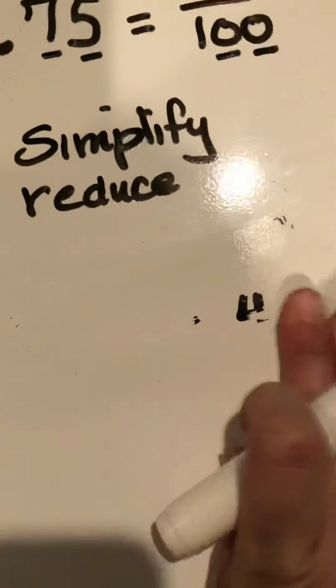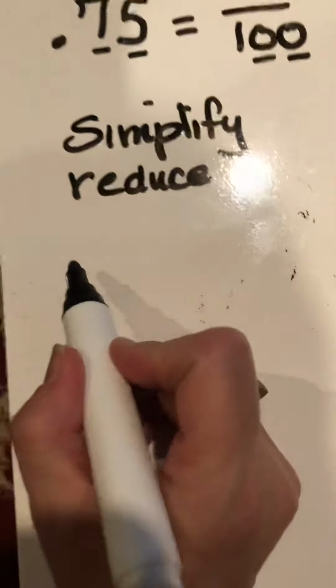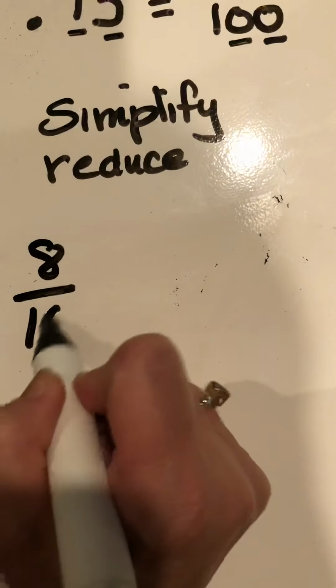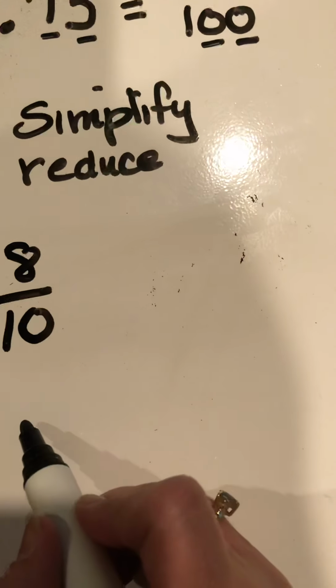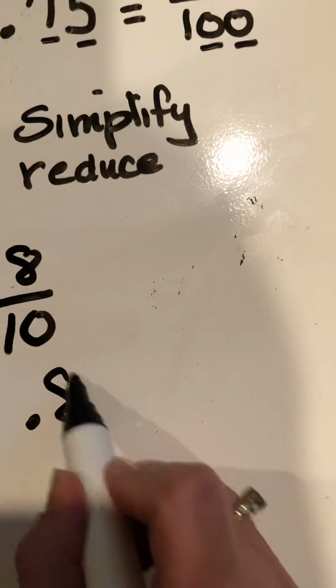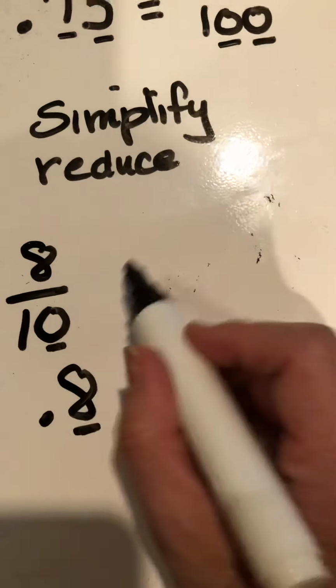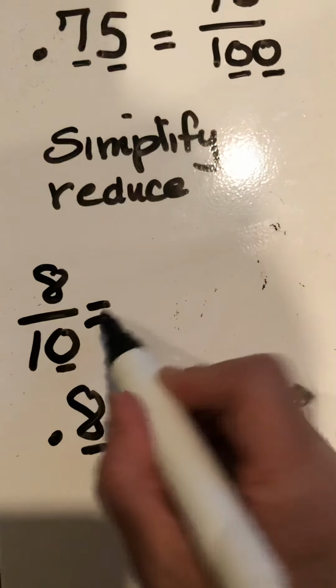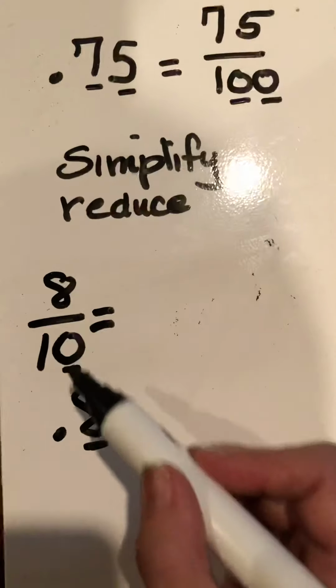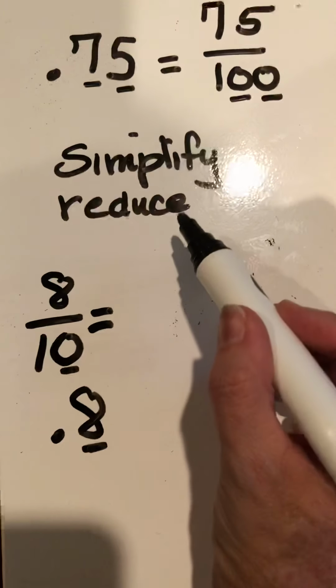And then we're going to simplify it. So I'm going to show you that over here. We just said that shape was 8 out of 10, or 8/10, okay? And that's equal to 0.8. Remember, 1 place after the decimal, 1 zero. That's what helps you. And now I'm going to take this and reduce that, or simplify, okay?